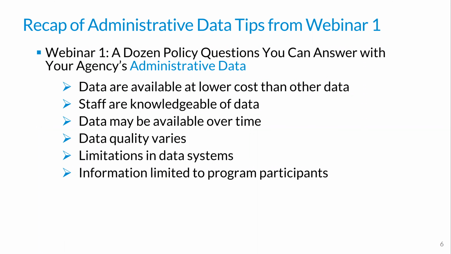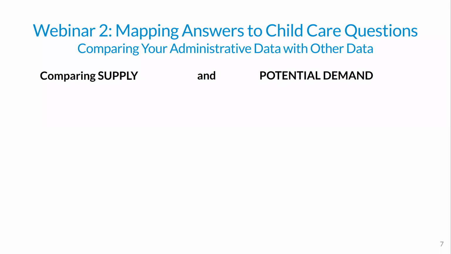Finally, maybe to state the obvious, but it bears repeating, your administrative data, while a good source of information on program participants, tells you nothing about the people who do not participate in your program. For that, you need to turn to other data. So, the topic of today's webinar is mapping answers to childcare questions, comparing your administrative data with other data.